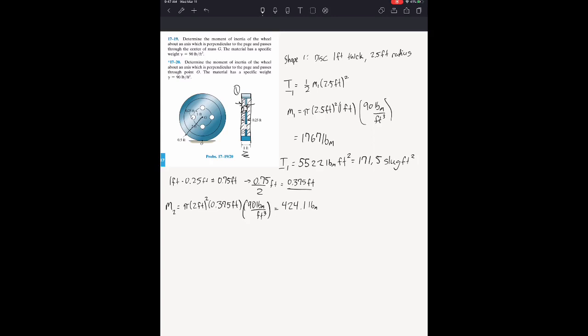And the moment of inertia for a disk of that sort, I2, is equal to 1/2 mr squared. The mass is 424.1 pounds mass. And the r there is 2 feet. Square that. This is equal to 848.2 pounds mass feet squared.